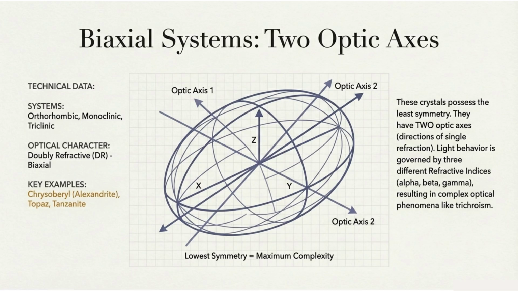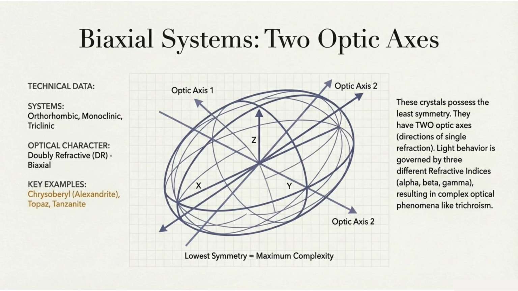Three principal refractive indices: alpha, beta, gamma, each corresponding to light vibrating along one of the three crystallographic axes, X, Y, Z. In most directions, light splits into two rays with different velocities and polarization directions. It's like having three different speed limits, depending on which way you go.